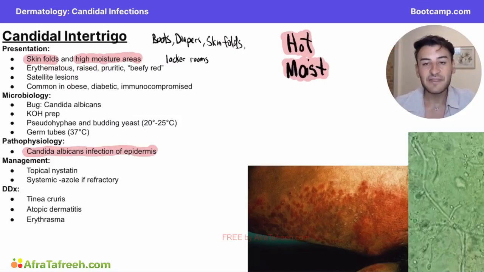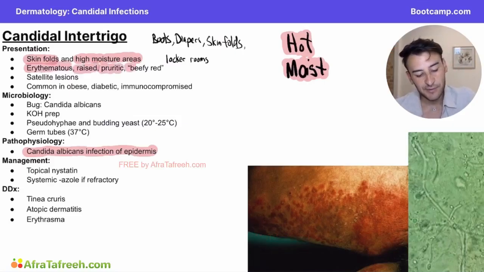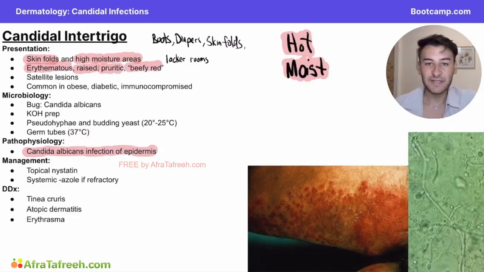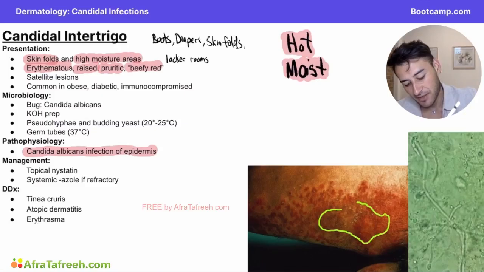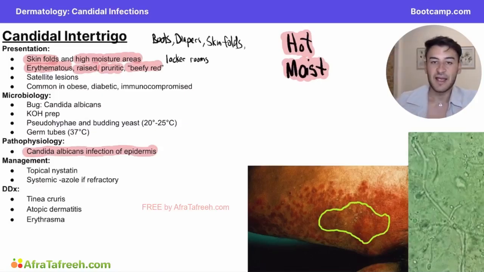In terms of the lesions themselves, they tend to be erythematous, raised, pruritic, and beefy red. So if we take a look down here at our main lesion, we'll see that this is the main beefy erythematous part of the lesion right here. And this is what a candidal intertrigo infection is going to look like.